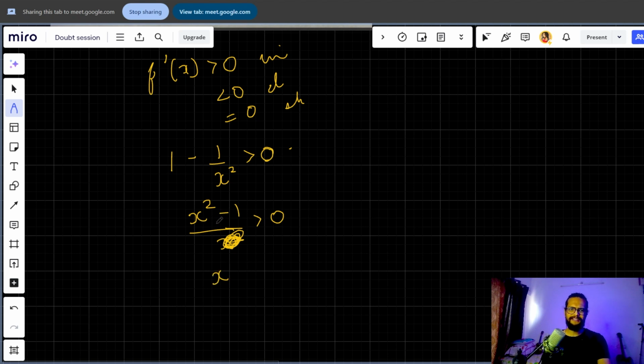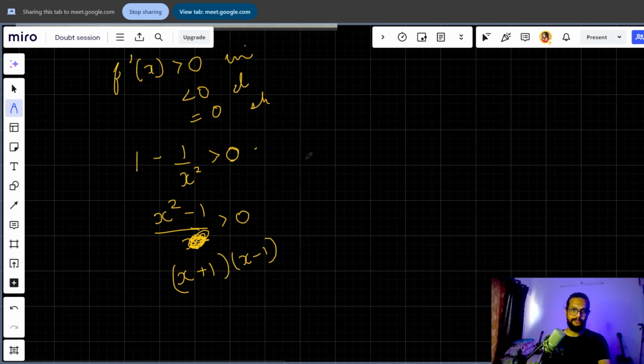So can we factorize it? x plus 1 into x minus 1. So always try to factorize it. Some people like to do it like this: x square is greater than 1, so x is greater than 1. No, that's incorrect. You have missed out on the negative sign of it. That's why always factorize it. This is the way to solve any inequality. So x plus 1, x minus 1 is greater than 0, right?